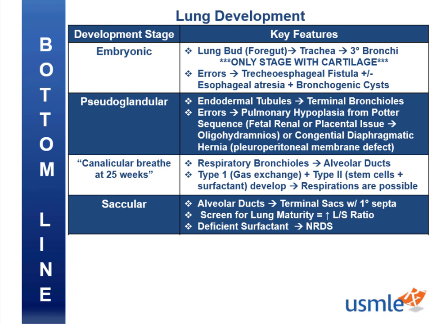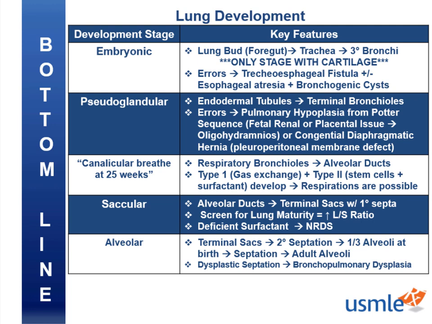In the last stage of the fetal period, the saccular stage, terminal sacs form, primitive alveoli, with poor septation. Surfactant production continues to increase, with a lecithin to sphingomyelin ratio being used to screen for lung maturity. If surfactant production rich in lecithins is deficient in this stage, the baby is predisposed to developing neonatal respiratory distress syndrome. Lastly, the alveolar stage in the postnatal period continues the process of septation of alveoli to increase surface area for gas exchange. If septation is dysplastic, bronchopulmonary dysplasia can occur.